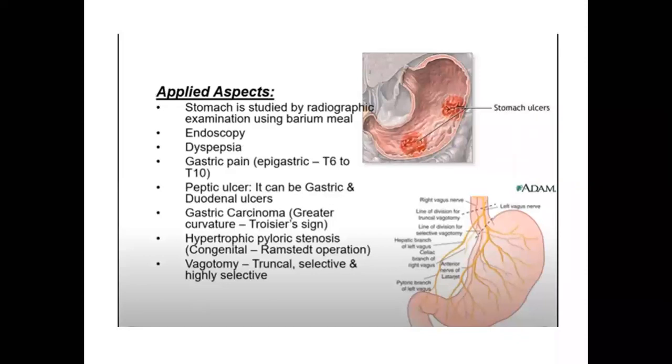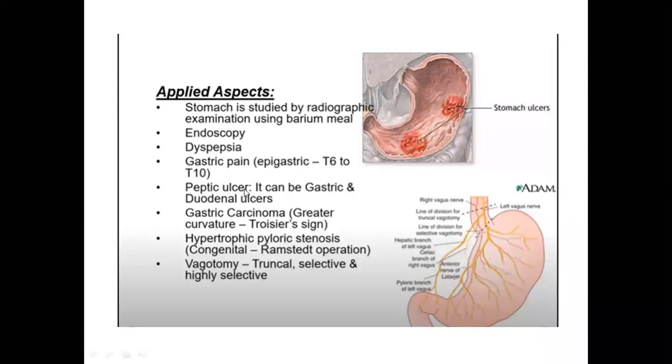So now what is the stomach? A stomach is an area which can have ulcers. In terms of clinical anatomy, the stomach is the area most common for stomach ulcers, and it can be seen through a barium meal or by doing an endoscopy. And the pain of the stomach is in the region from epigastric, or from T6 to T10 vertebrae.